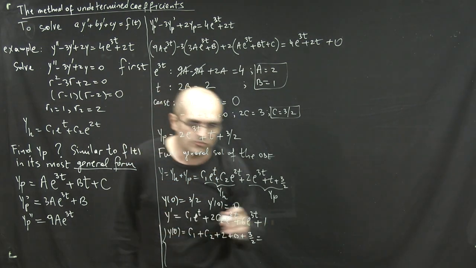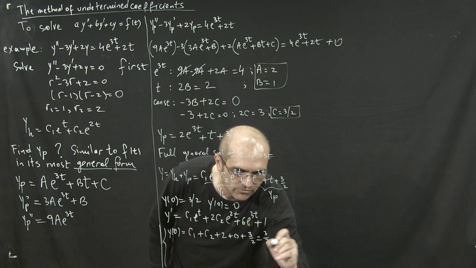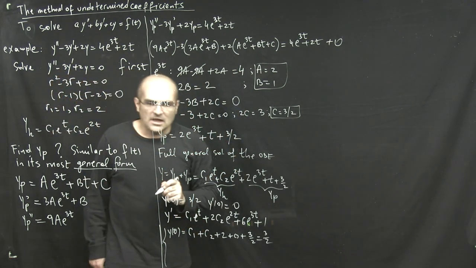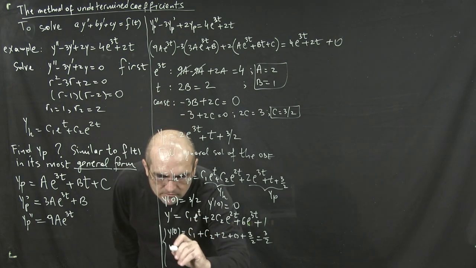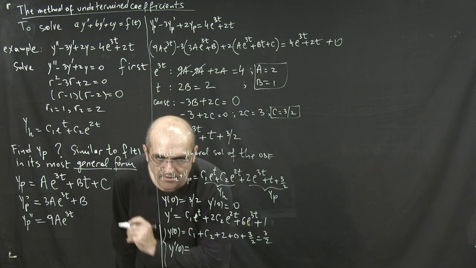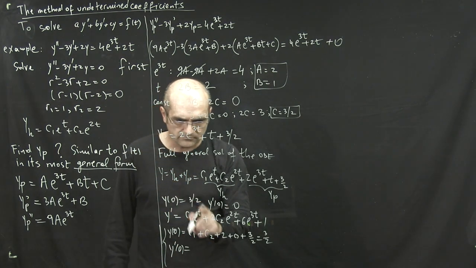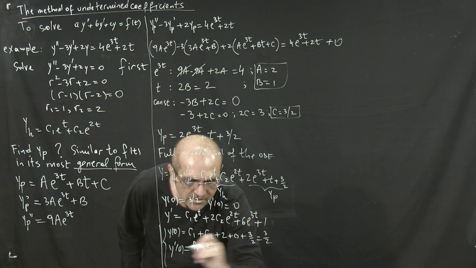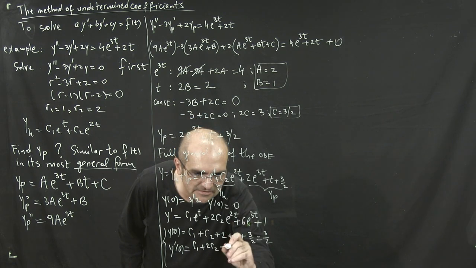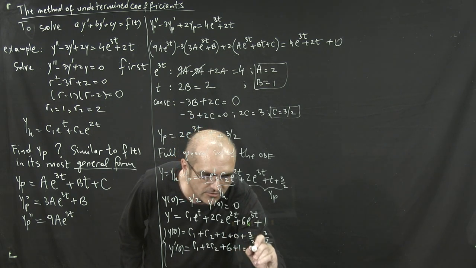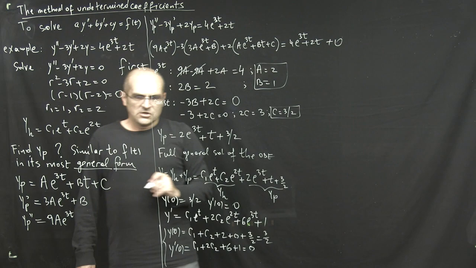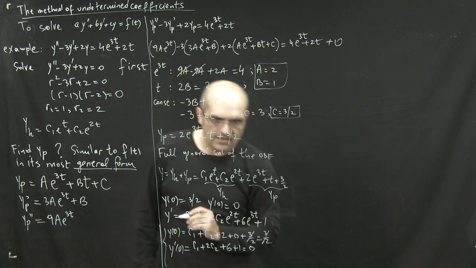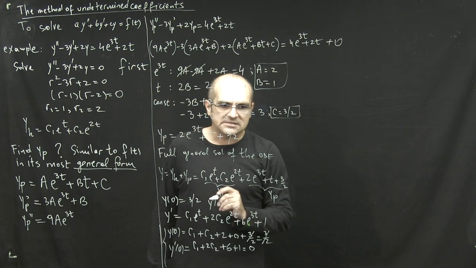And this should be equal to 3 over 2. See, that's why I chose y(0) equal to 3 over 2, so I can have some nice cancellations there. And y'(0) would be c1 plus 2c2, and then plus 6 plus 1 equals 0. So the 3 over 2 cancels, and this gives me a nice little system here.